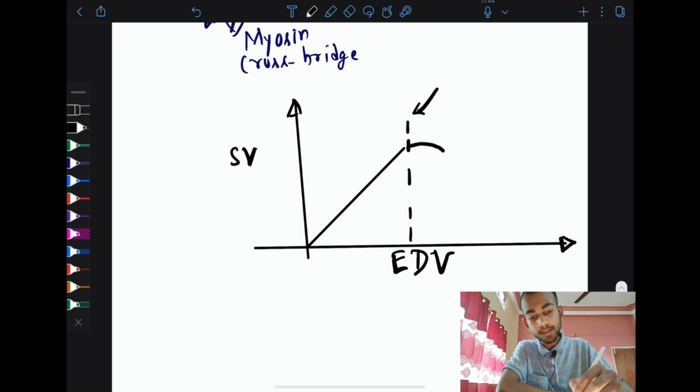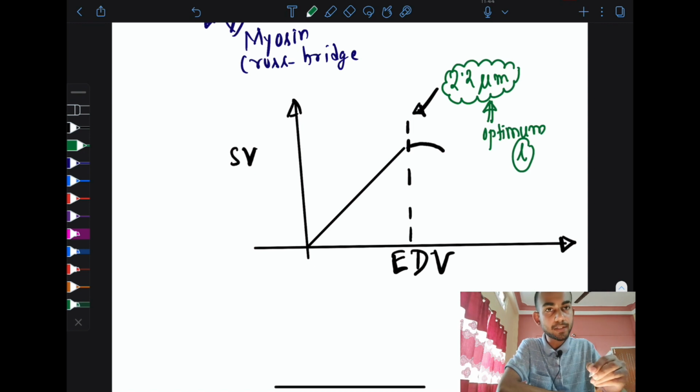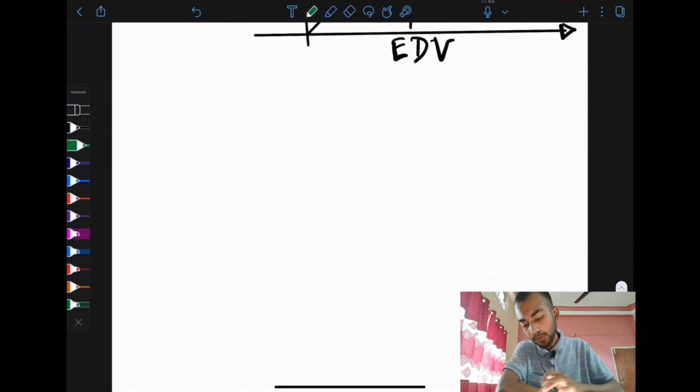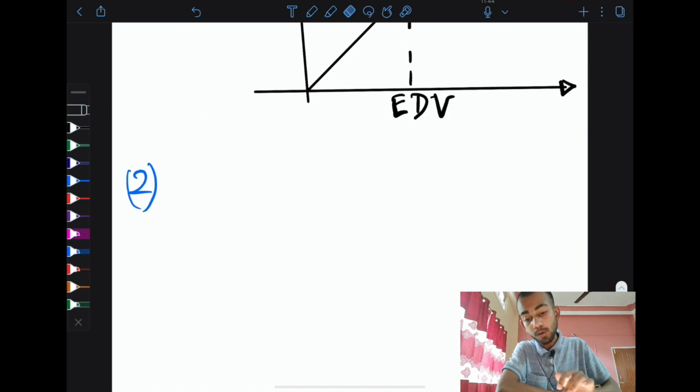And what is that limit, guys? That limit is the length of 2.2 micrometer of muscle fiber. This 2.2 micrometer is the optimum length, beyond which a decline of the graph is observed. So this was all about the heterometric regulation. Now let us talk about the homometric regulation. This was all about the heterometric regulation.